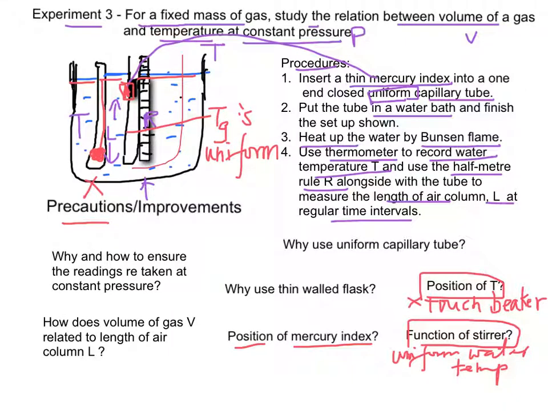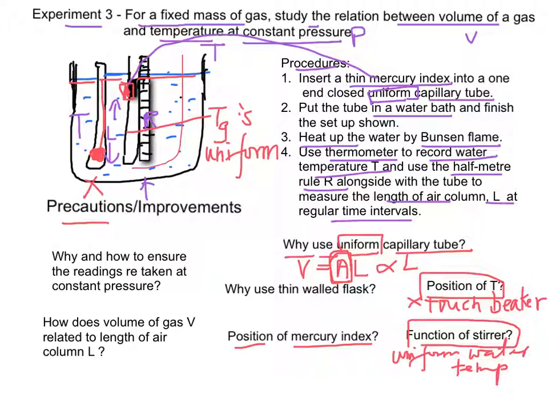Next, why do we use a uniform capillary tube? The reason is that for a uniform capillary tube, the volume of the gas inside is equal to the cross-sectional area times the length of the air column, which is proportional to the air column's length, because the cross-sectional area inside the tube is uniform.